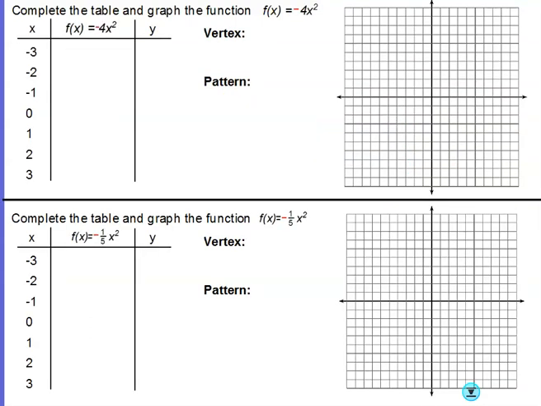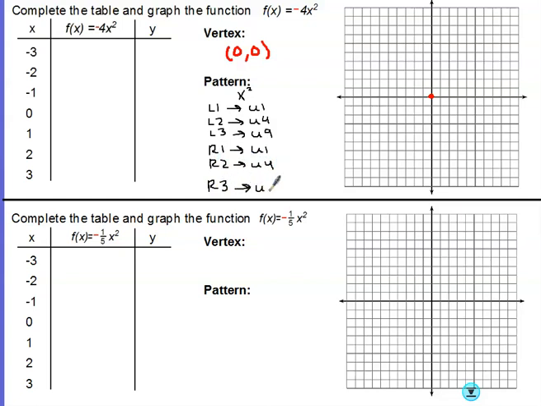So we'll go ahead and put these things together now. I'll start with my vertex still at 0, 0. The only thing that will move your vertex is adding and subtracting, and we'll come to that later. So my vertex is here at the origin, and then I write my pattern. My function boils down to x squared, so left 1, up 1, left 2, up 4, left 3, up 9, and the same on the right. Right 1, up 1, right 2, up 4, right 3, up 9.